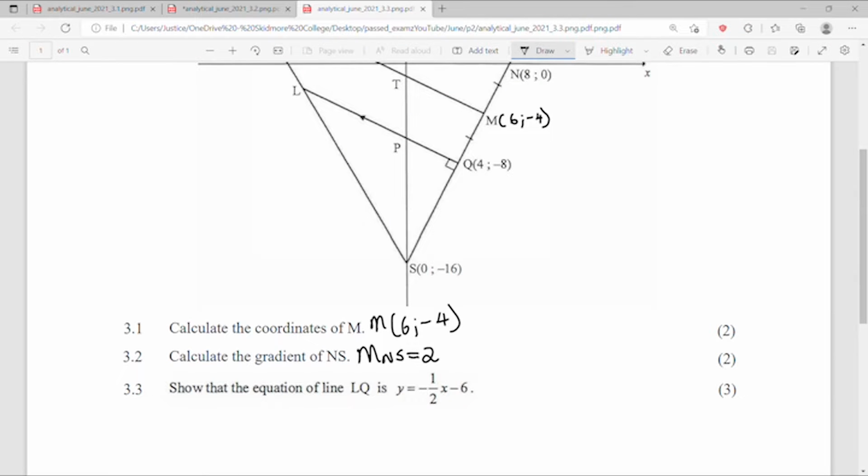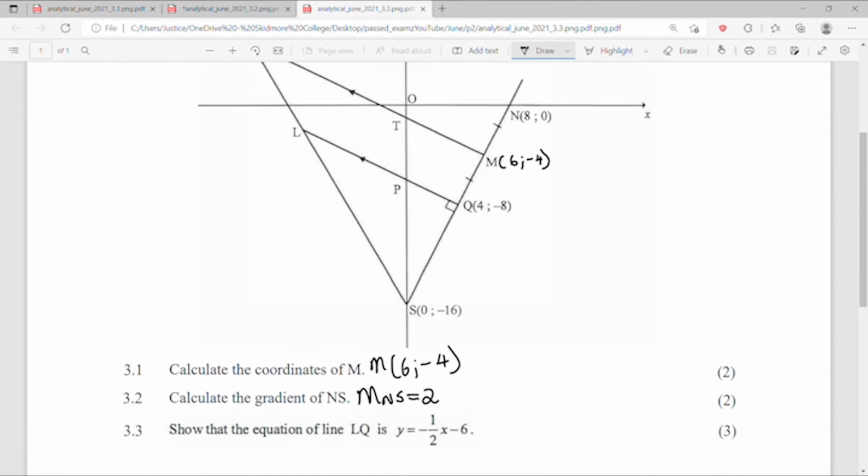All right, we're looking at question 3.3 from the June 2021 question paper. We're focusing on the process of solving math questions. That is what we're doing mainly in this playlist and in the previous one.